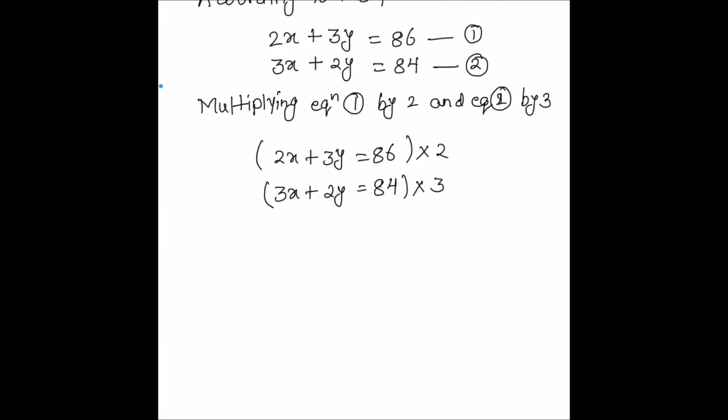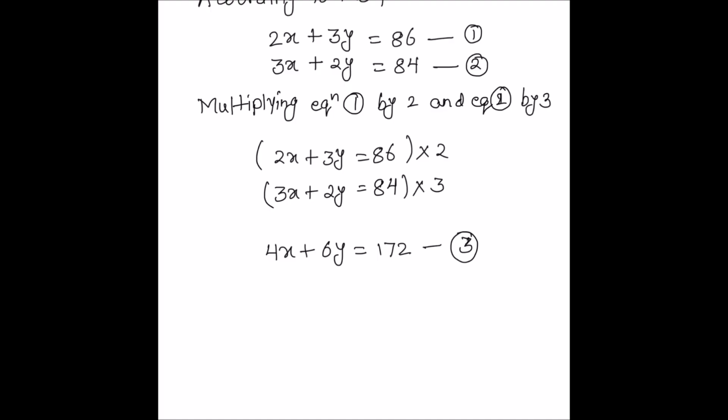So the equations will be 2 times 2x will be 4x plus 2 times 3y will be 6y equals 2 times 86. So 6 times 2 is 12. 1 is carried over. 2 times 8 is 16. 16 plus 1 is 17. That's 172. Let's name the equation as equation 3.